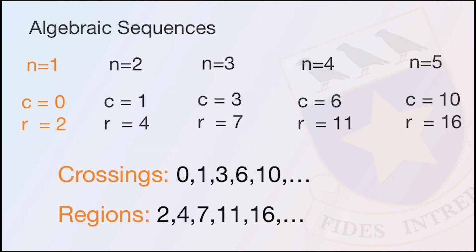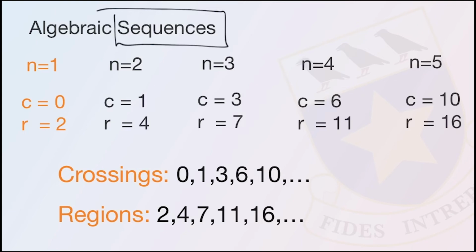So what I've done is I've actually written these out as some sequences. Remember, we're covering sequences today. Well, the number of crossings, the sequence is 0, 1, 3, 6, 10. And the number of regions is 2, 4, 7, 11, 16. Now, this is the tricky part.